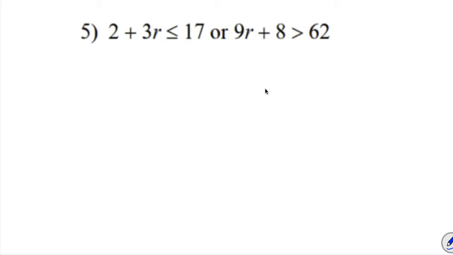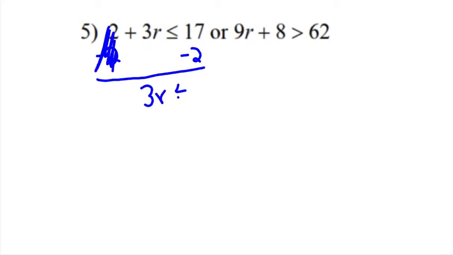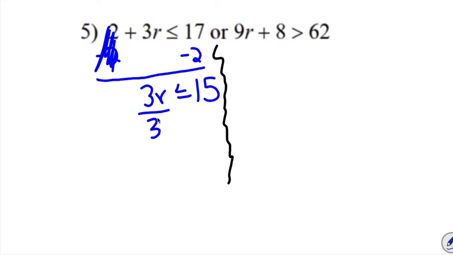Alright, next one, we have an or inequality. So, we're going to do these individually. Move the 2, so subtract 2. 2 minus 2 is 0. Cross them out. Bring down my 3r is less than or equal to 17 minus 2 is 15. Let me put a little separator here. Last step to get r by itself is divide by 3. So I will divide both sides by 3. I get r is less than or equal to 5.